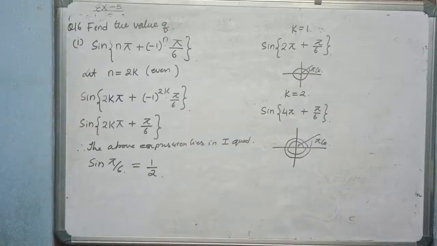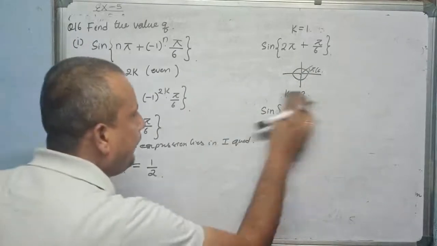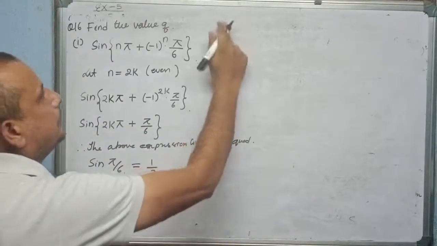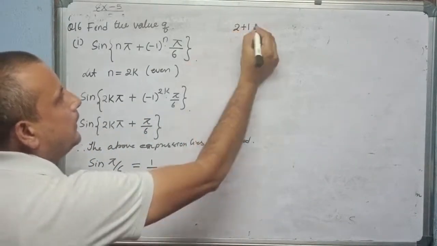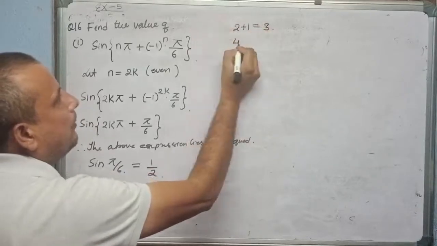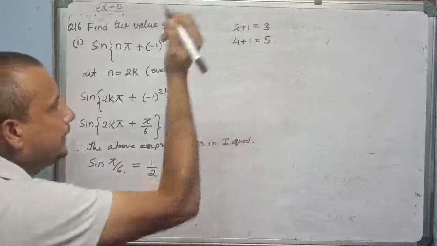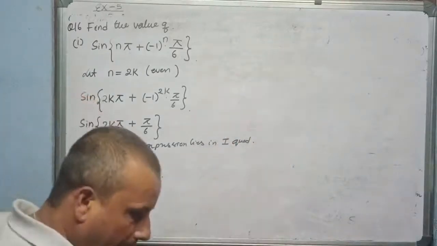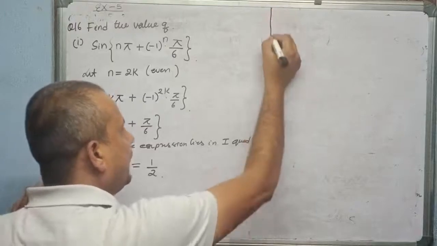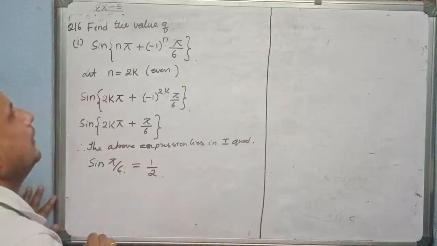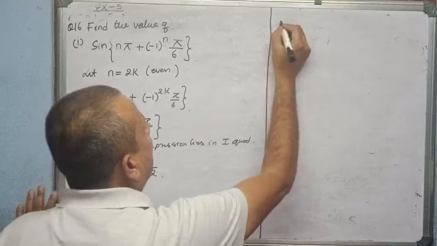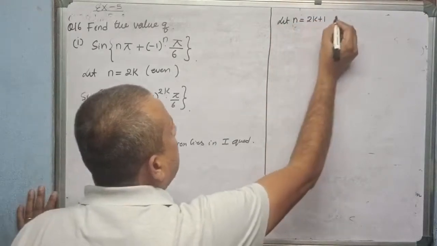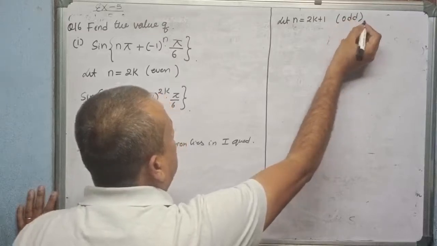Now similarly, I'll consider n is odd. In any even number, if we add 1, let us suppose 2 plus 1 is 3, this is odd. 4 plus 1 is 5, this is odd. In any even number, if you add 1, that will be an odd number. Now let n equal 2k plus 1, which is odd.